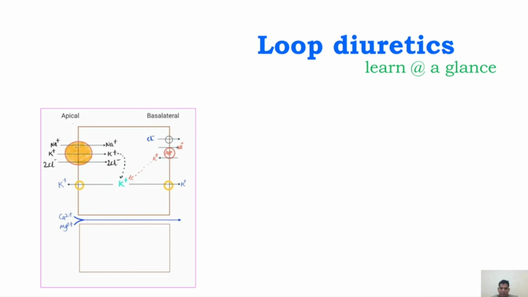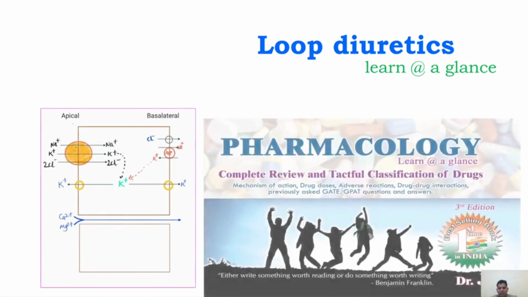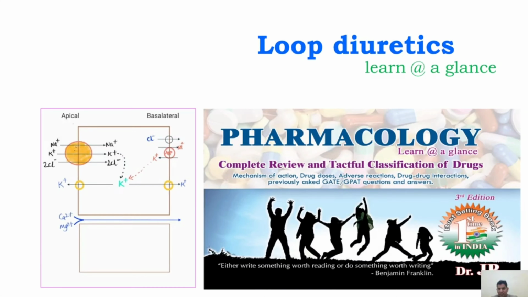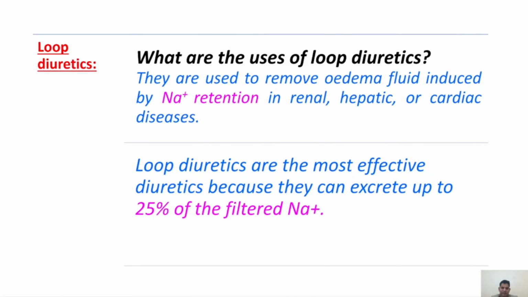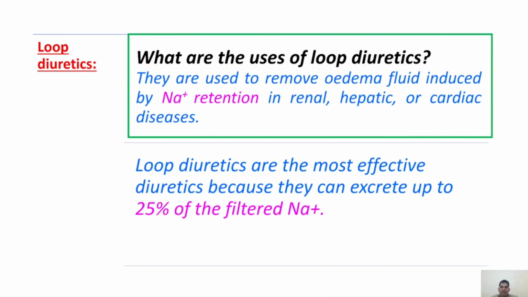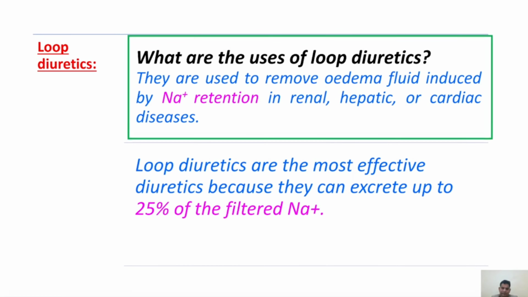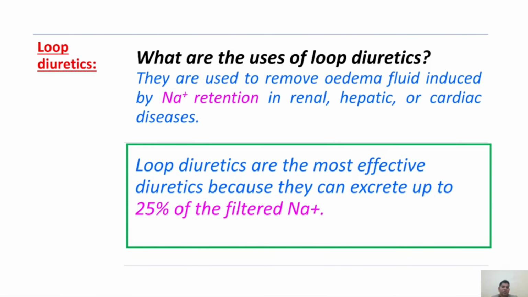I am Dr. JP. Today we are going to discuss loop diuretics using the book Pharmacology Learn at a Glance. First, what are the uses of loop diuretics? They are used to remove edema fluid induced by sodium retention in renal, hepatic or cardiac diseases. Next, loop diuretics are the most effective diuretics because they can excrete up to 25% of the filtered sodium.